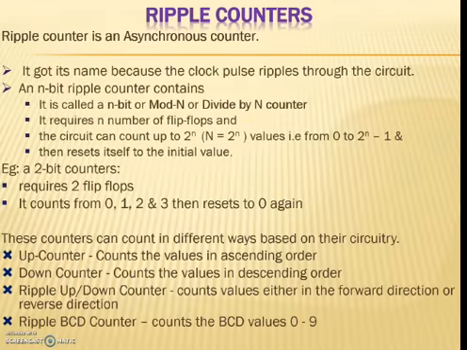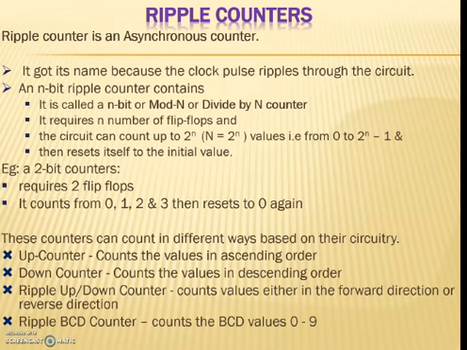Then coming to various types of counters based on its circuitry, we have the up counter which counts in ascending order, the down counter which counts in descending order, and the up/down counter where the counter either counts in the forward direction or in the reverse direction. And finally we have the ripple BCD counter wherein the counter counts the BCD values, that is 0 to 9.